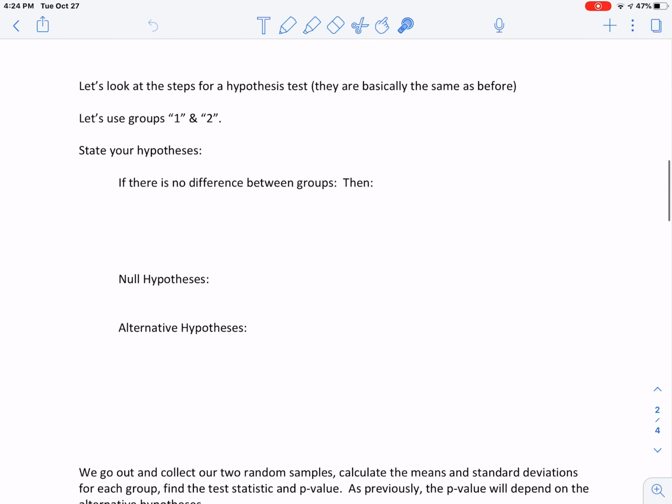So now let's look at the steps for a hypothesis test. Now they're basically the same as everything we've seen before. And to keep it simple, I'm just going to use groups 1 and 2. So the first thing you have to do in any hypothesis test is you have to state your hypotheses. So if there's no difference between the groups, no difference in the means, then the mean of group 1 minus the mean of group 2 has to be equal to 0, because if there's no difference, they're equal to each other. And this is equivalent to saying the two means are equal to each other.